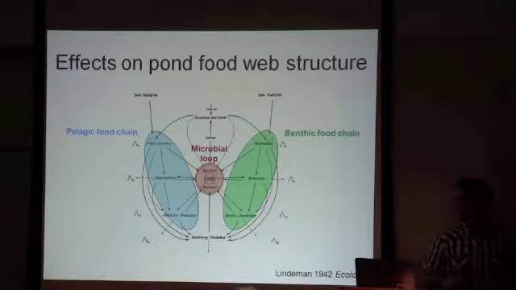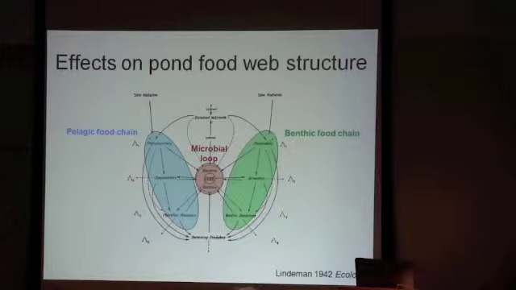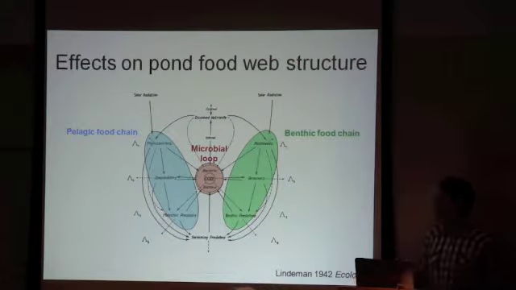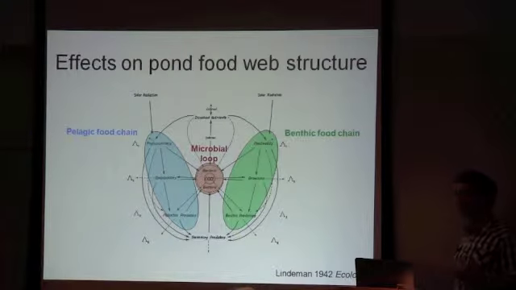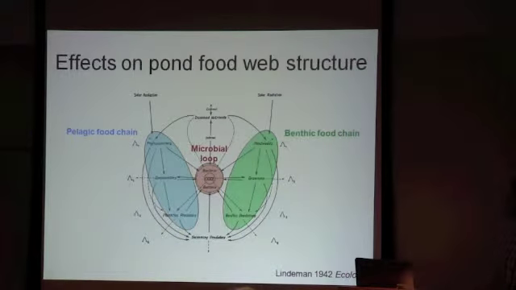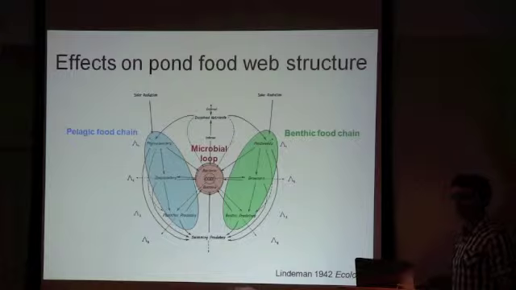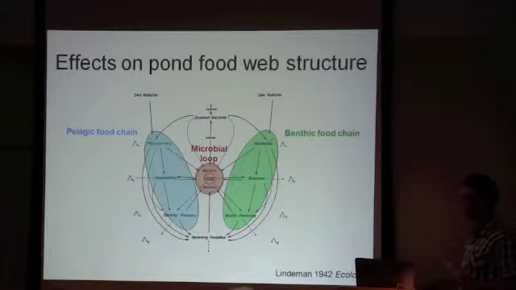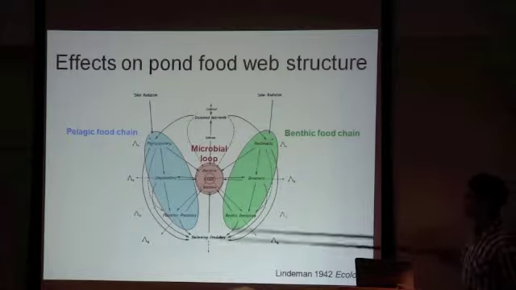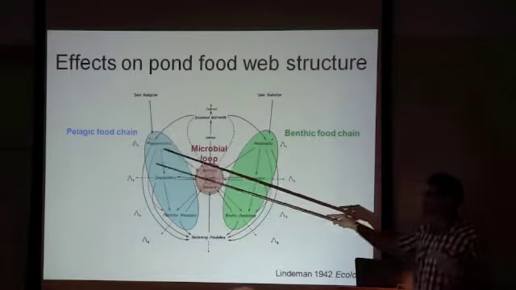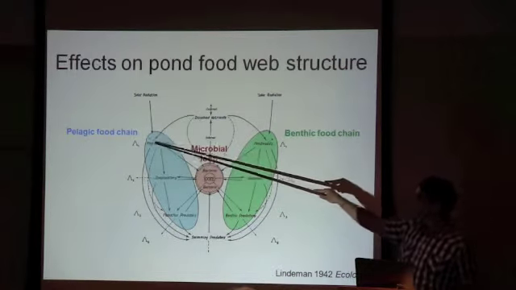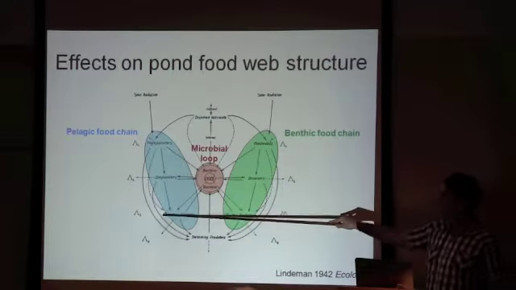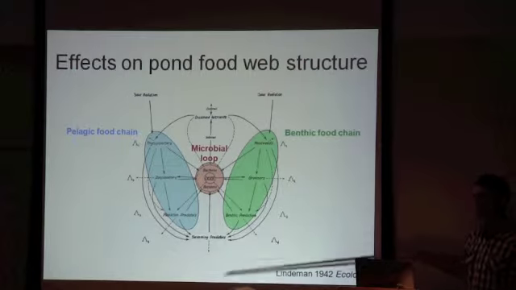Okay, so the final thing I'm going to tell you about then is the effects of the treatments on the shape of the rest of the food web in these ponds. And this is the classic depiction of a lake food web from Lindemann, 1942, the inventor of food webs in a way. And this is his depiction of how organisms in lakes interact. You have a pelagic food chain here, which is what most people think of as the food chain, where you have phytoplankton at the bottom. They're eaten by zooplankton, they're eaten by bigger plankton predators, and they're eaten by these big swimming predators, by which he means big fish.